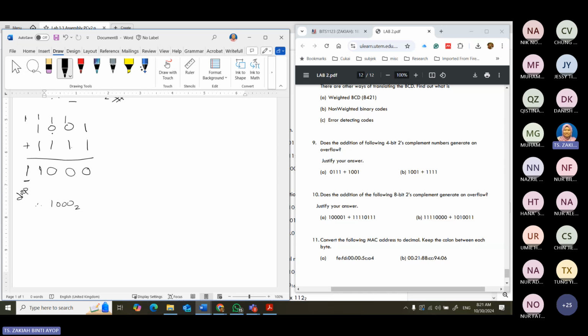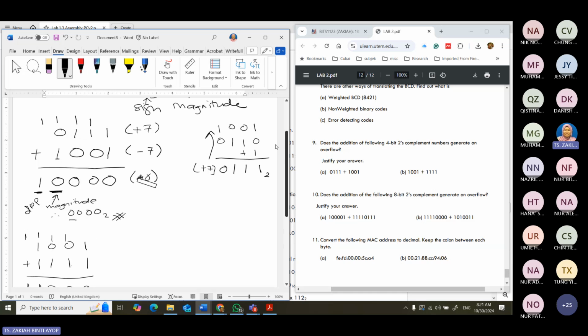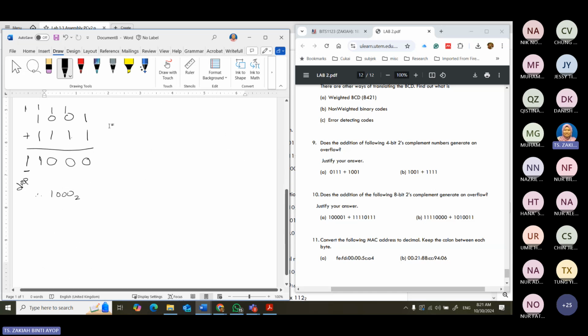So 1001, previously we have done this, right? Go back to the top. It's a negative 7. So this 1001 is a negative 7. So 1111, we need to convert it. We need to know what is the actual value of this 2's complement.